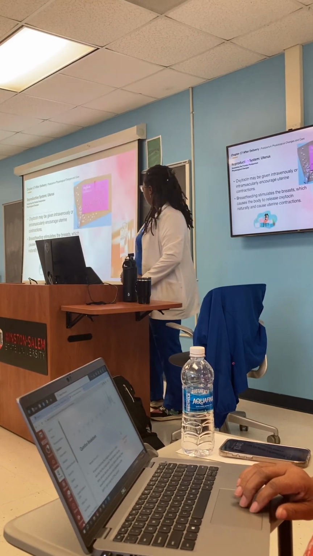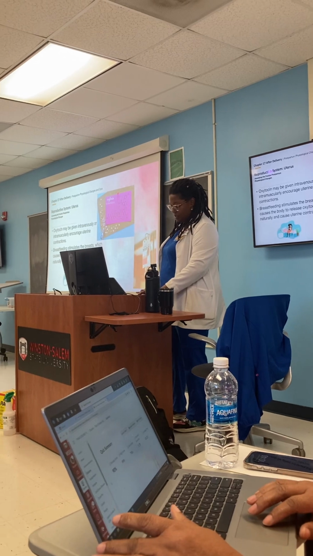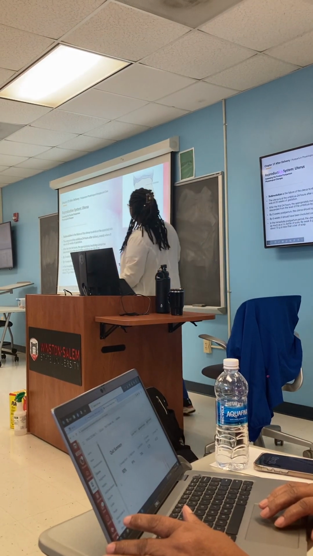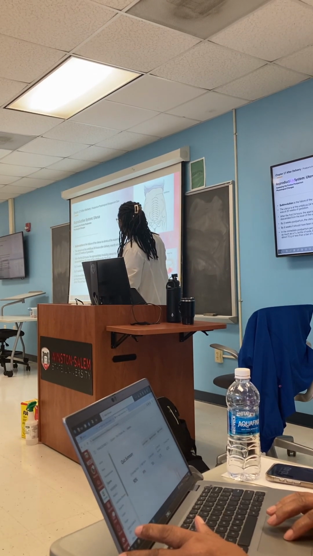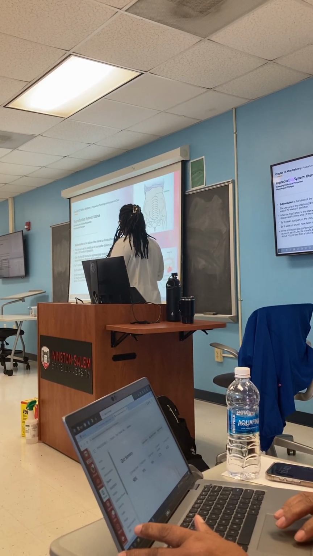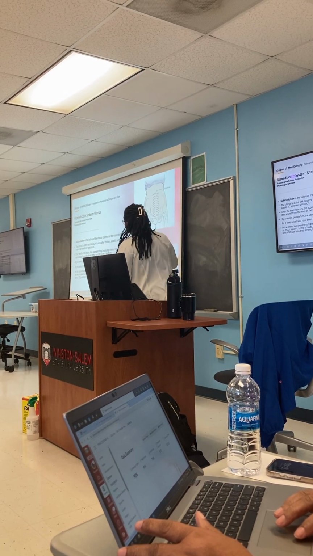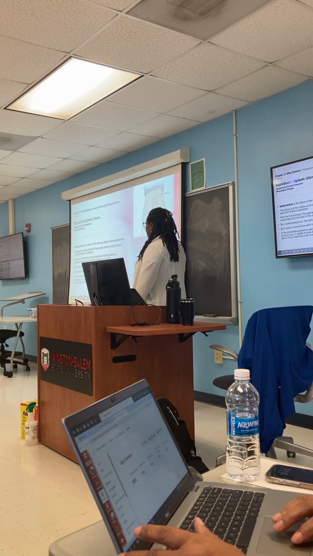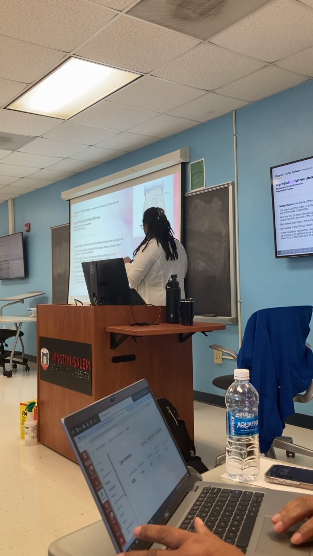Alright, so as I mentioned earlier, subinvolution is the failure of the uterus to shrink at the expected rate. The uterus is at the umbilicus 24 hours after delivery, exactly where it was around 20 weeks of gestation, which is about right here. After the first 24 hours, the uterus should come down from the umbilicus about 1 to 2 centimeters.